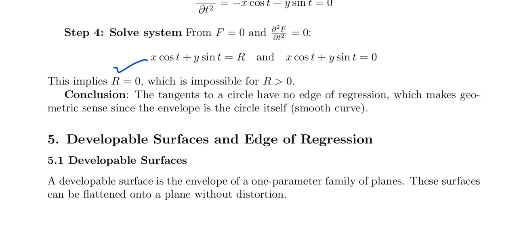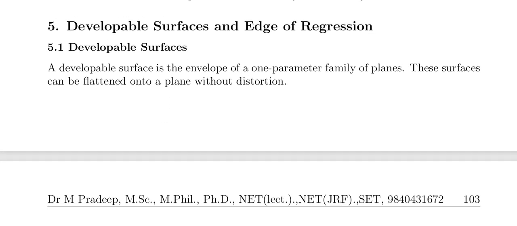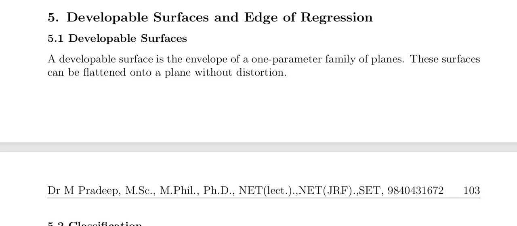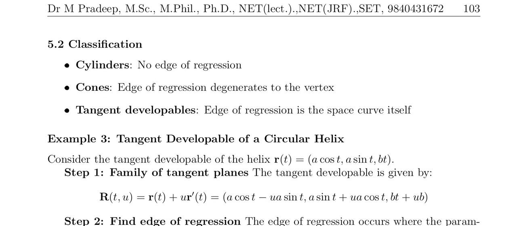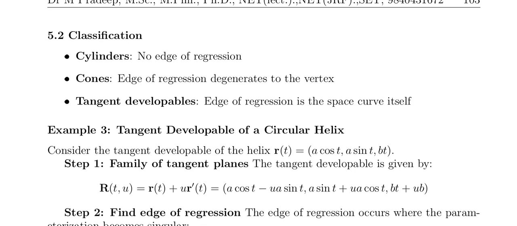That is called the smooth curve, and developable surface and edge of regression. A developable surface is the envelope of a one parameter family of planes. The surface can be flattened onto the plane without distortion. Similarly, for a cylinder there is no edge of regression. For a cone, the edge of regression degenerates to the vertex. For the tangent developable, the edge of regression is the space curve itself.